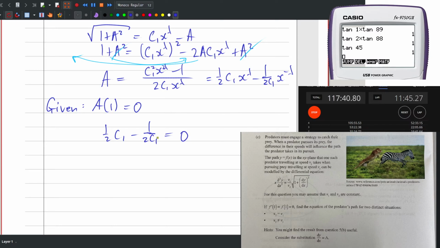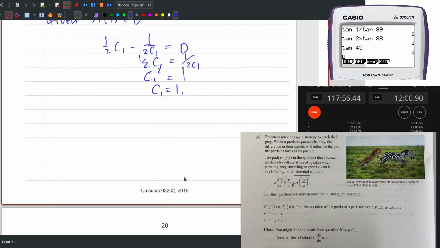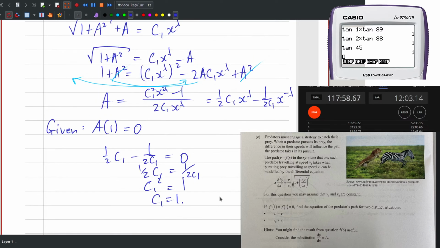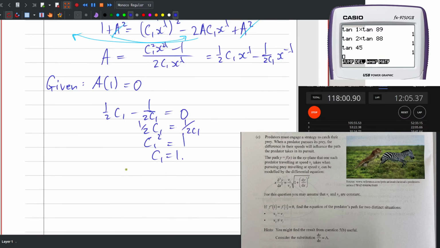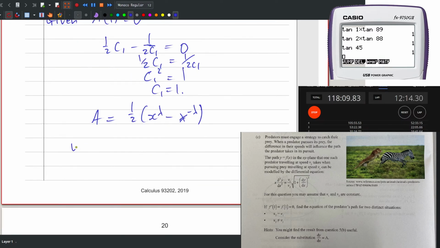Yup. And oh, that's nice. C1's just 1. Okay, so A equals a half x to the lambda minus x to the negative lambda. And then so y is just, you just integrate that, right?